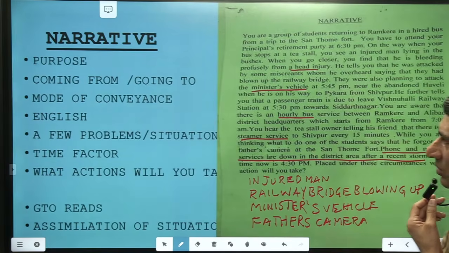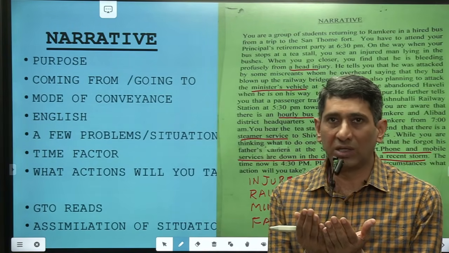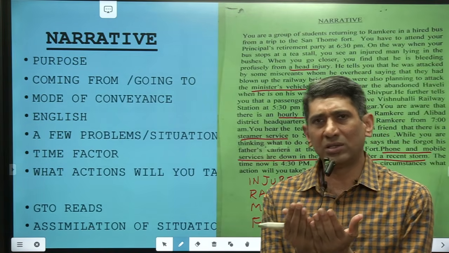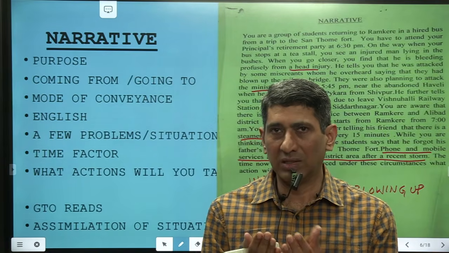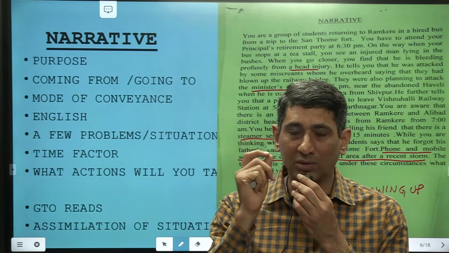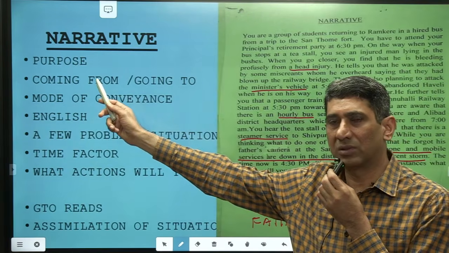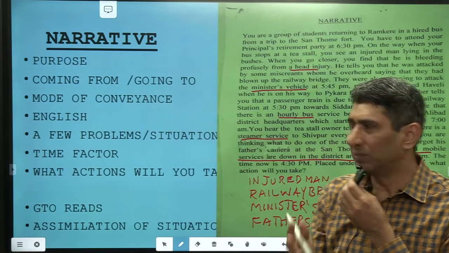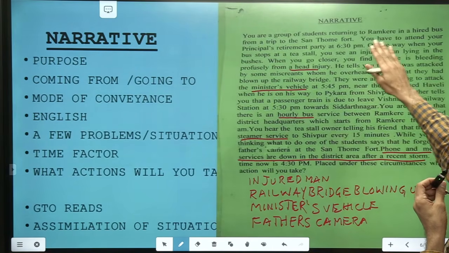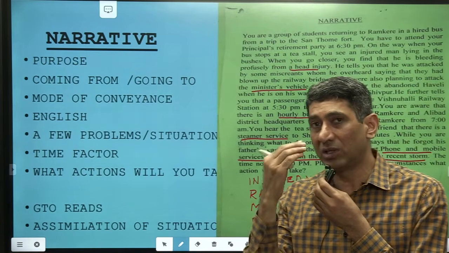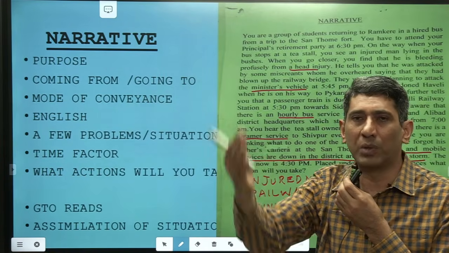Then the second portion will be the narrative portion, wherein he is going to read it. Now, when he reads, he will take a normal pace. Try to remember certain important aspects, like what is the purpose for which the group is operating, and it starts with, you are a group of students returning to some place. Now, if it is returning to some place, now you know the purpose of that. Then you are coming from which place to which place.